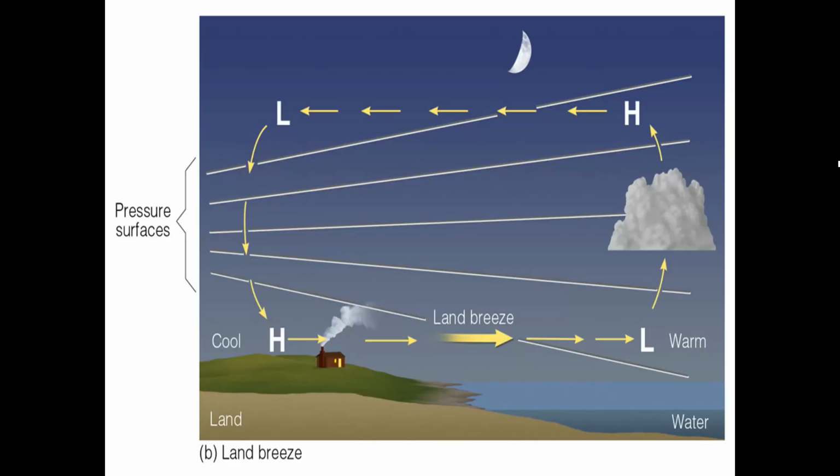Interestingly enough, at night, the opposite happens. At night, because land has such a low specific heat, it cools off really quickly. Whereas air over the ocean stays relatively the same temperature. So now you have a relatively warm air over the ocean and a relatively cool air over the land. So in this case, you've got a tall column over the ocean and a short column over land. So a relatively tall column over the ocean, relatively short column over land.